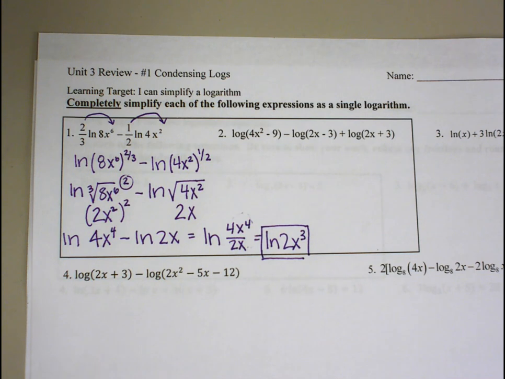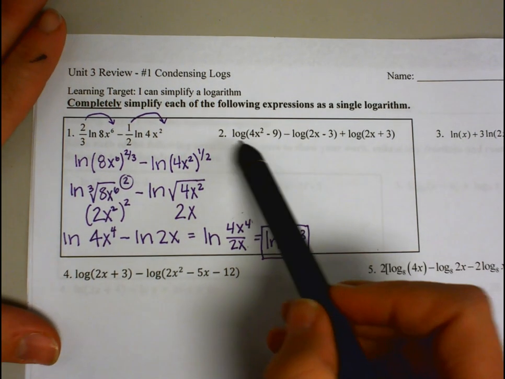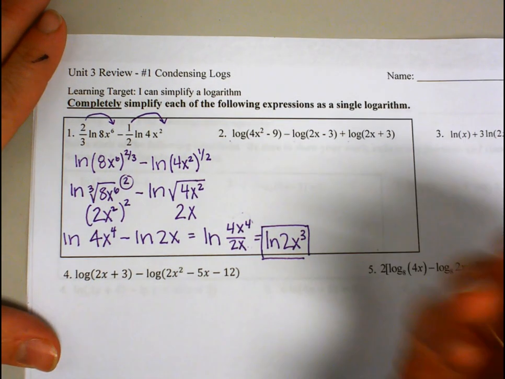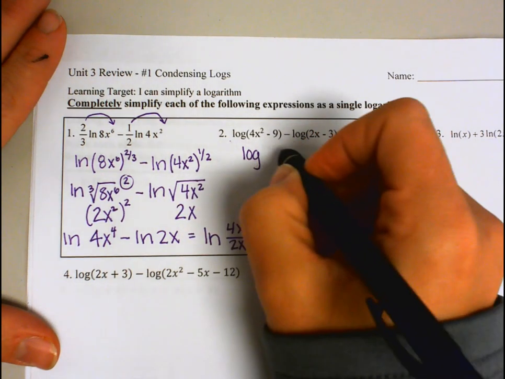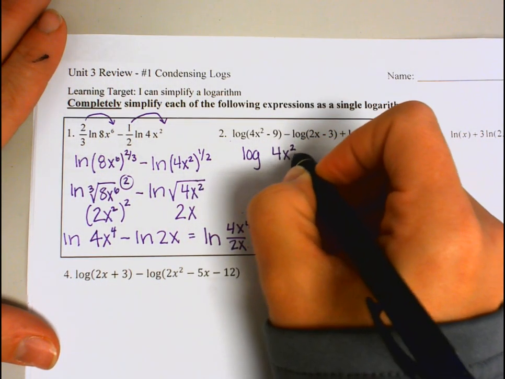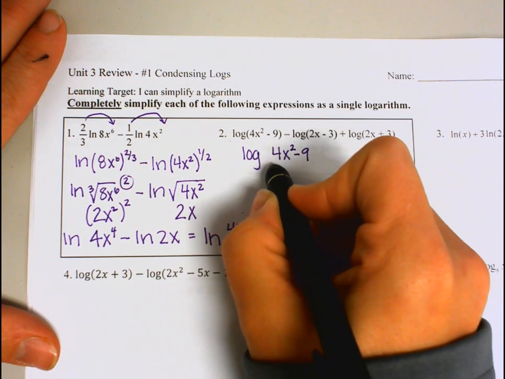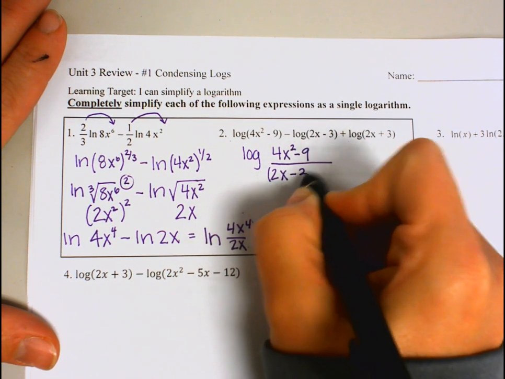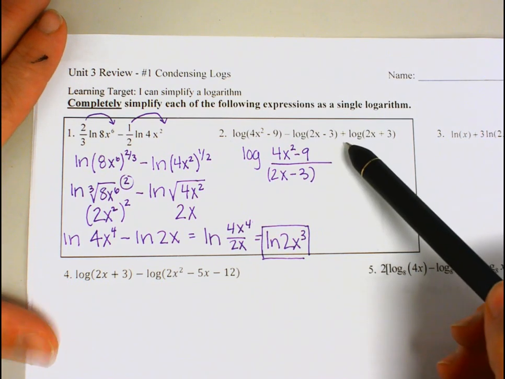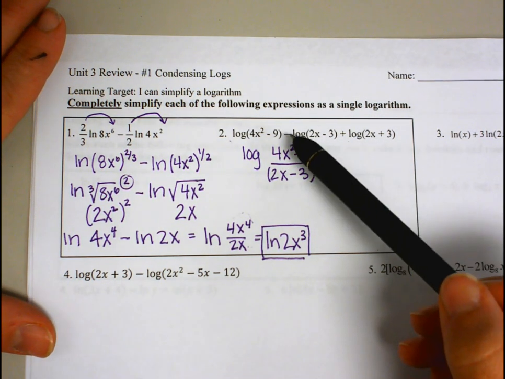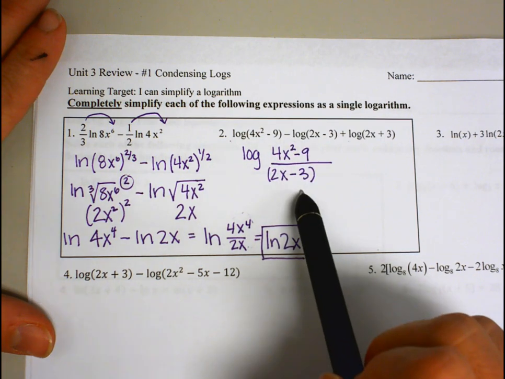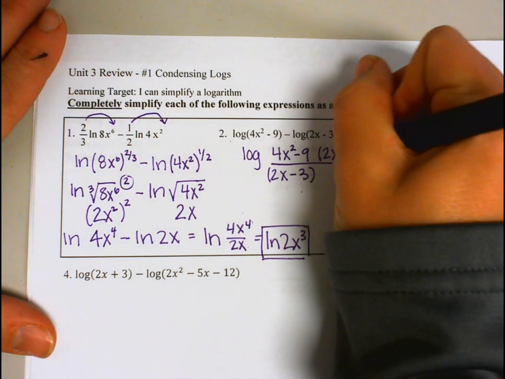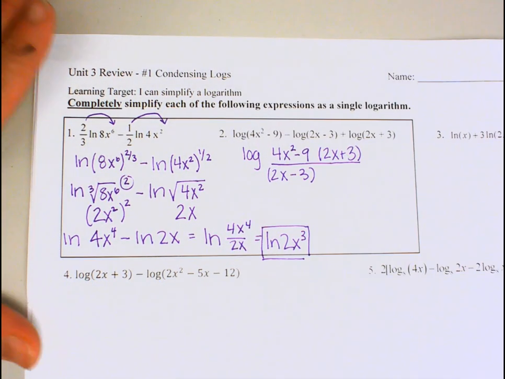All right, so then for number 2, I don't have any exponents in the front that I need to move. So now we're just going to work on combining this. So log of 4x squared minus 9. And then minus means that we're dividing. So then we would have that 2x minus 3 at the bottom. And then addition means we're multiplying. So anytime there's a minus sign, it's going to go at the bottom of the fraction. Plus sign means it's going to go at the top of the fraction. So I have 2x plus 3. That's going to go up here.